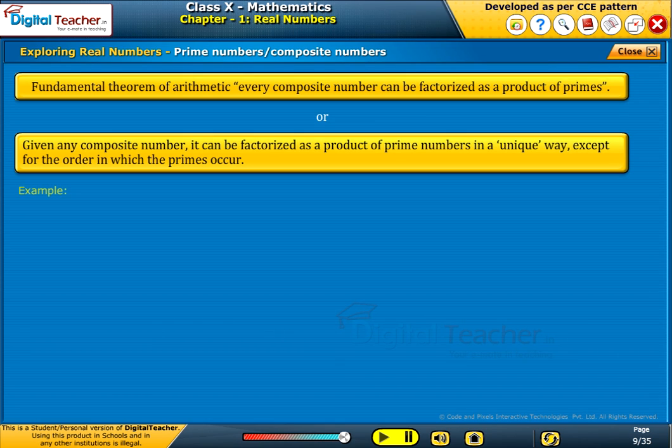Take an example for this. Take a number 210 and factorize it. We get the product of 2, 3, 5, 7, which is the same as the product of 3, 5, 7 and 2 or any other possible order. By this we conclude that there is only one way of writing the product of primes. Now, let us state the fundamental theorem of arithmetic.